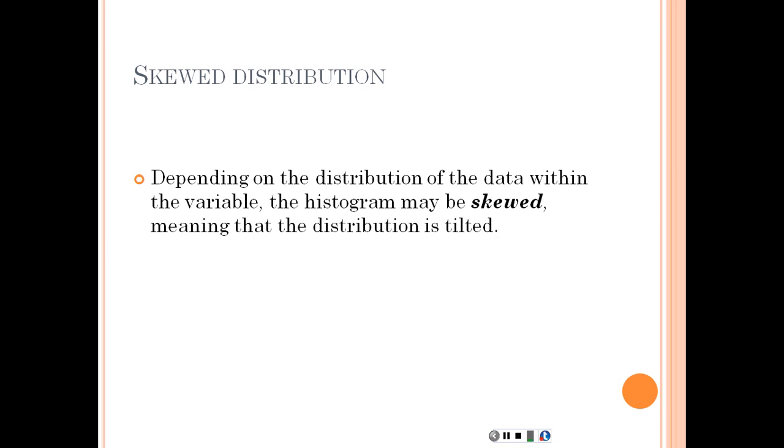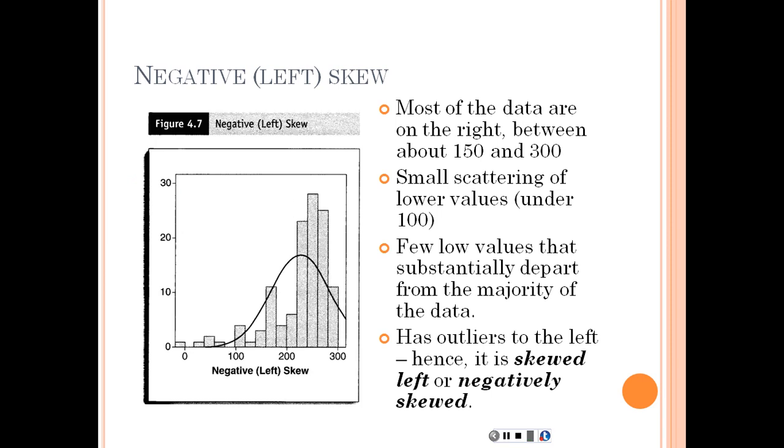So depending on the distribution of the data within the variable, the histogram may be skewed, meaning that the distribution might be tilted a little bit. So let's look and see exactly what skewed distributions look like. So we can have what's called a left skew, a negative left skew distribution. So looking at this histogram right here, notice that most of the data are on the right, between about 150 and 300. This is where most of our data fall.